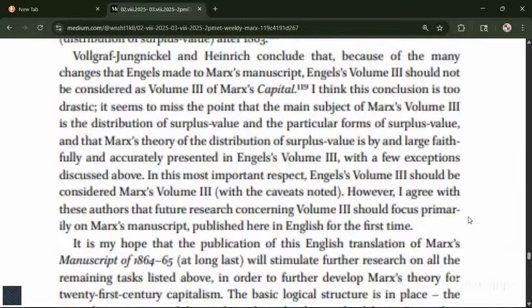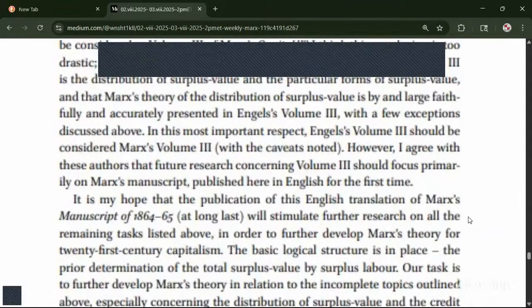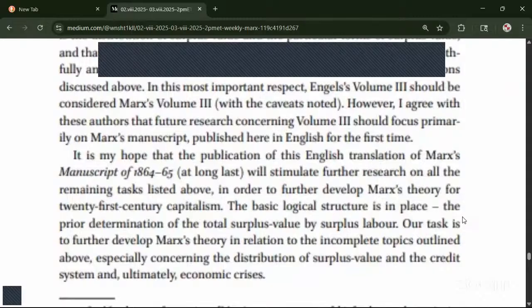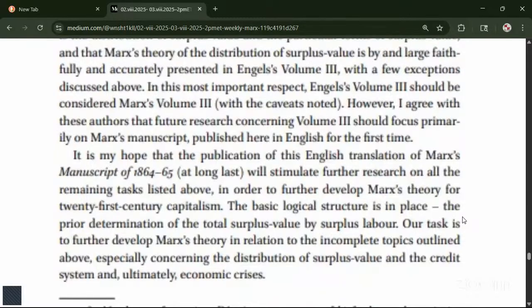It is Moseley's hope that the publication of this English translation of Marx's manuscript of 1864 to 65, at long last, will stimulate further research on all the remaining tasks listed above in order to further develop Marx's theory for 21st century capitalism. The basic logical structure is in place: the prior determination of the total surplus value by surplus labor. Our task is to further develop Marx's theory in relation to the incomplete topics outlined above, especially concerning the distribution of surplus value, the credit system, and ultimately economic crises.